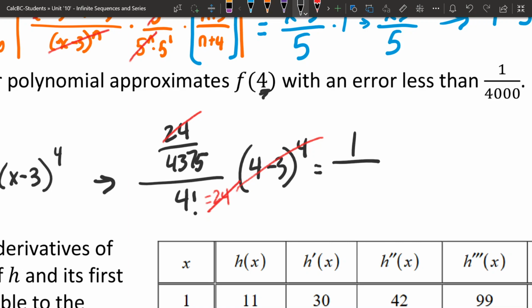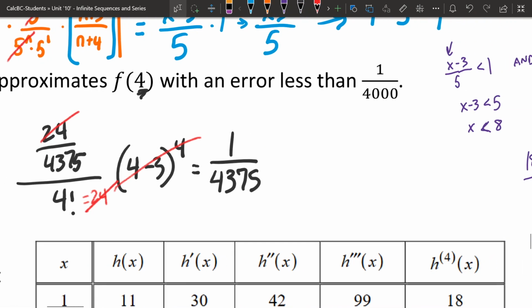So we're left with 1 over 4,375. We're looking to see if that is an error less than 1 over 4,000. Because the numerators are the same and the denominator is bigger, that means the value is smaller. So it is indeed less than 1 over 4,000.